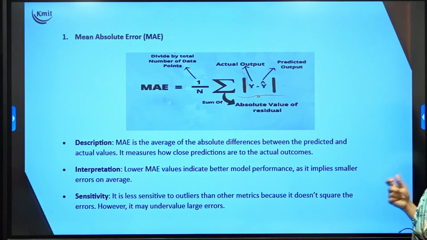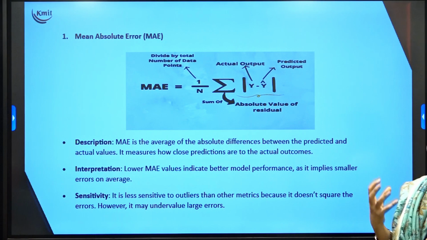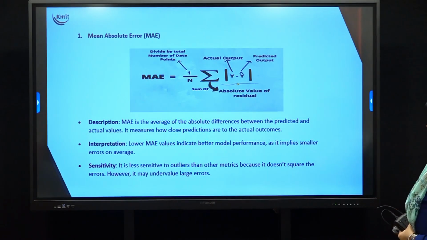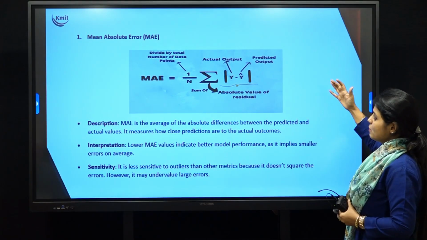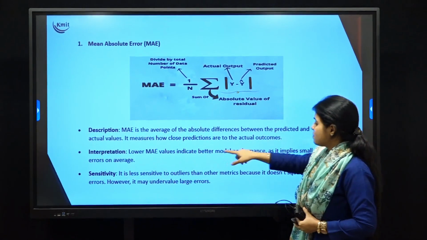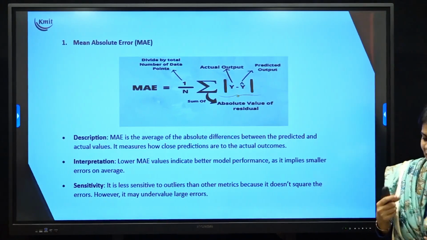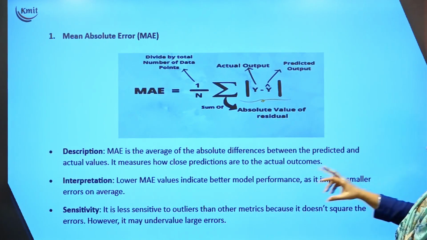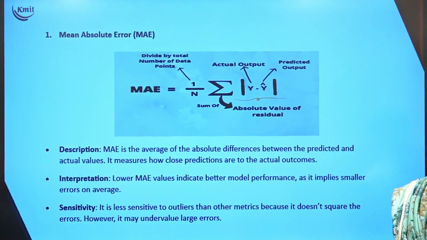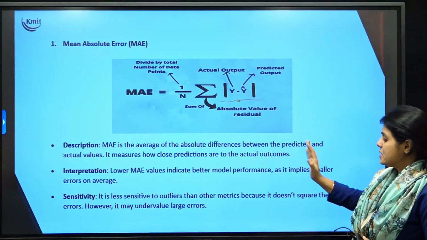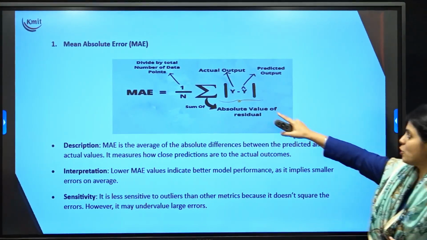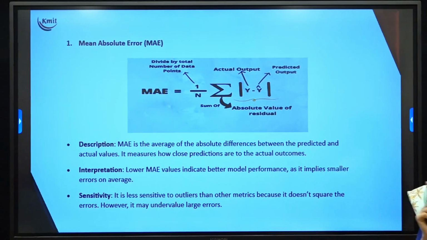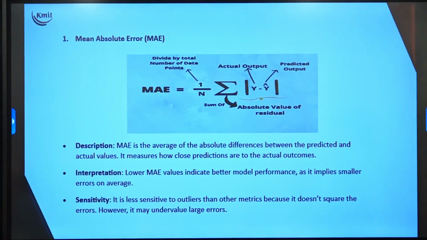output. Okay, now this MAE actually measures how close the predicted outputs are when you compare them to the actual outputs. So lower the MAE, higher the performance. Lower MAE indicates better model performance as it implies smaller error. Now when you talk about this particular regression metric, it is less sensitive to outliers than other metrics, because it does not square the error. I am not performing the squaring of the error, however it may undervalue large errors. So this is all about the first regression metric, which is called mean absolute error.